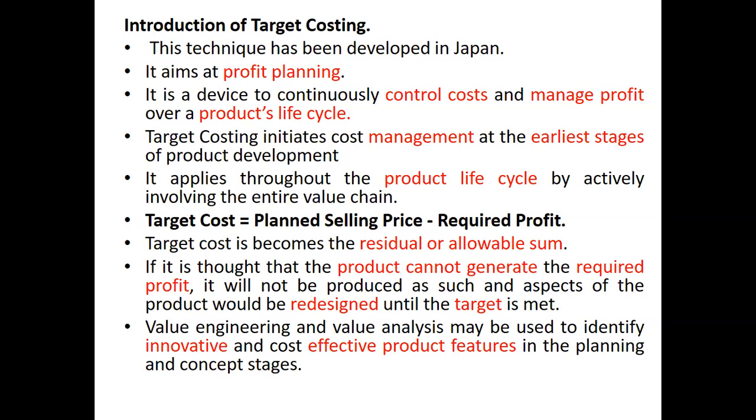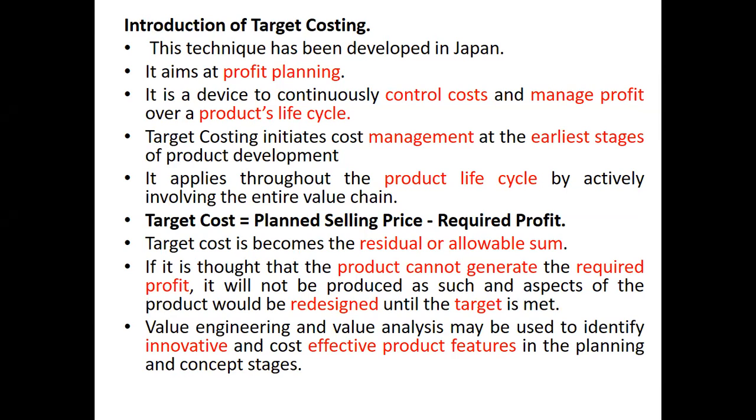Now, how to decide the target cost? Target cost is equal to planned selling price minus required profit. Selling price कितना है और उसमें आपको कितना profit चाहिए. So the remaining will be your target cost. So within that remaining target cost, you have to set all your resources. You have to set your entire production plan. Target cost becomes a residual or allowable sum. Target cost is your residual amount.